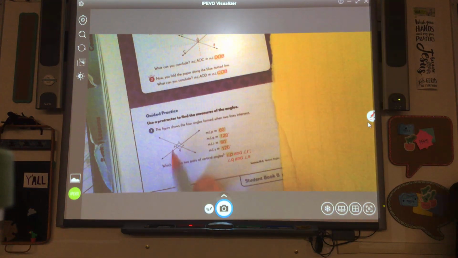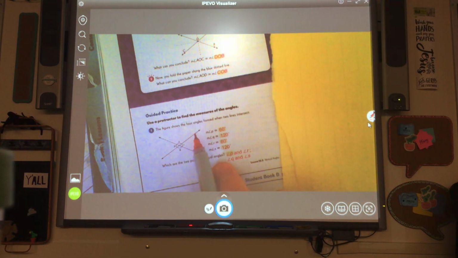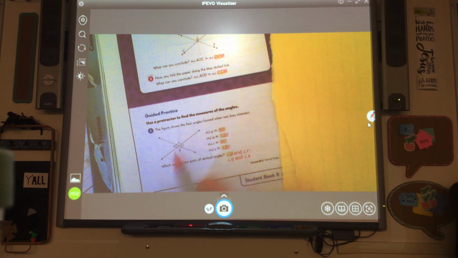So this one is 60. If P is 60, then S is automatically 120. You don't even need to measure it. Why? Because 60 plus 120 is 180. P and S are not vertical angles. P and R are vertical angles. If P is 60, then R is 60.